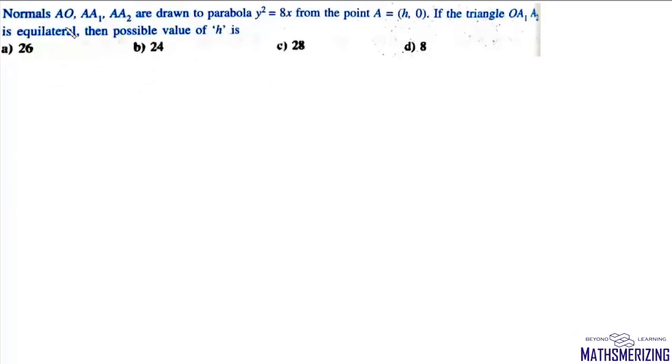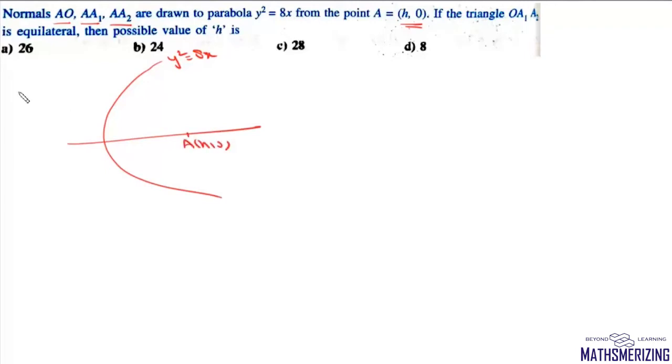Now the question is: the normals AO, AA1 and AA2 are drawn to the parabola from this point h comma 0. If the triangle is equilateral, we need to find the possible values of h. So you have this parabola, which is y square equals 8x, and then some point which is h comma 0. Three normals are drawn. So this is point O, and then we have these points A1 and A2.